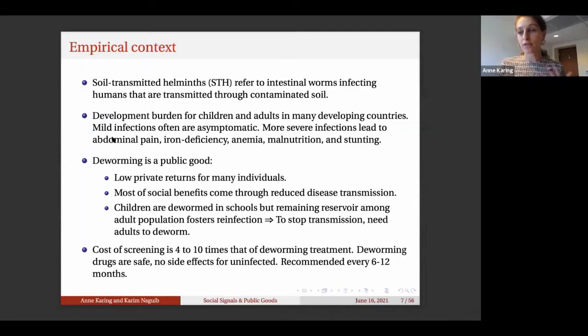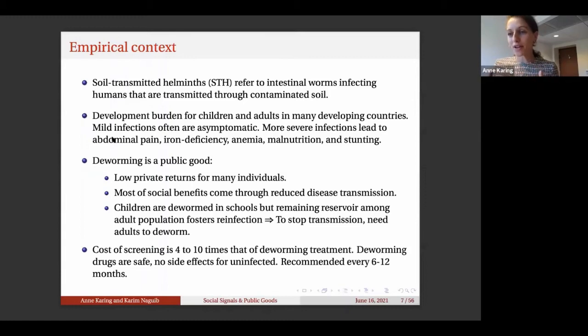So the way I want you to think about this in this paper, in terms of the decision to take up deworming treatment, is really like the decision to participate or contribute to a public good. Since for most individuals, the private returns to taking up treatment are really low, and the majority of benefits are really externalities, social benefits, since they're going to contribute to reducing disease transmission.